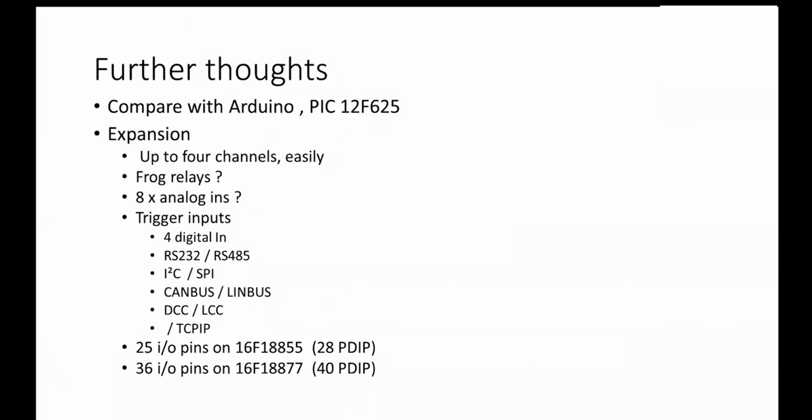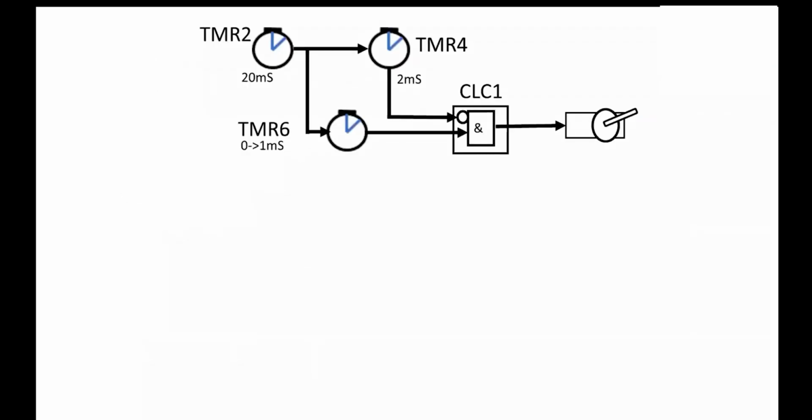So, could I expand this? I can expand it up to 4 channels without having to think about it. I could put in frog relays. Let me just have a look at this. There's the circuit that we're currently using. Timer 2 is the 20 millisecond timer, and it triggers timer 4 and timer 6. And timer 4 and timer 6 go to the logic cell, and that goes to the servo. The 20 millisecond timer would be the same 20 millisecond timer for every servo I use. I don't need a separate 20 millisecond timer every time.